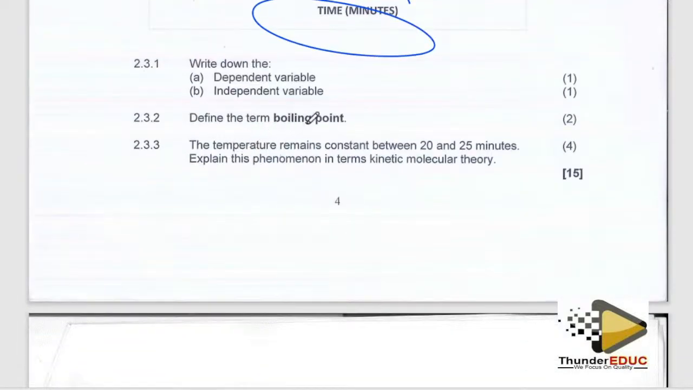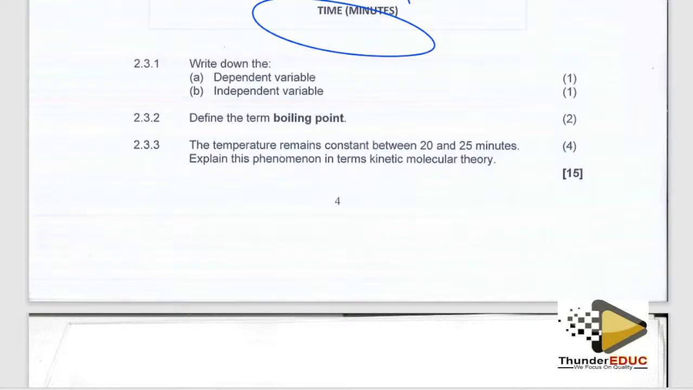They're saying, define the boiling point. When you talk about boiling point, it is the point when the vapor pressure of the liquid is equal to the atmospheric pressure, or the pressure of the gas above it. Whatever definition you are using, the atmospheric pressure must be equal to the vapor pressure which is being produced by this liquid. Then we go to the next question.